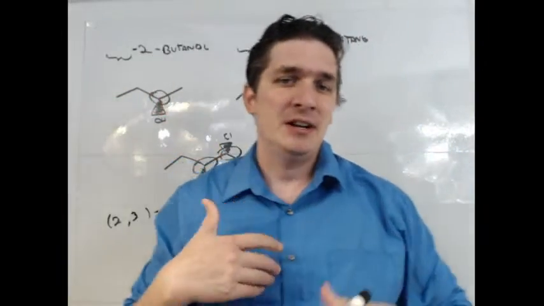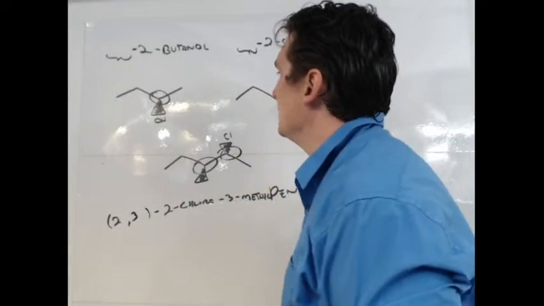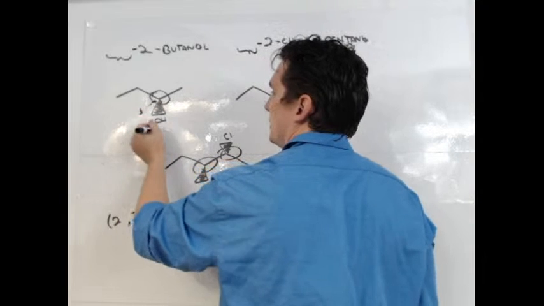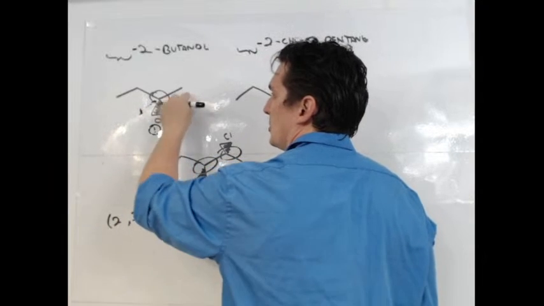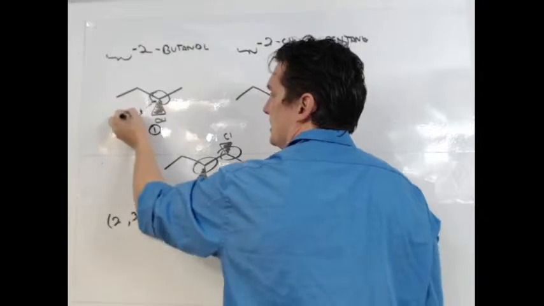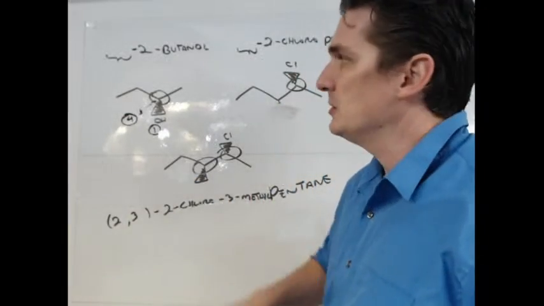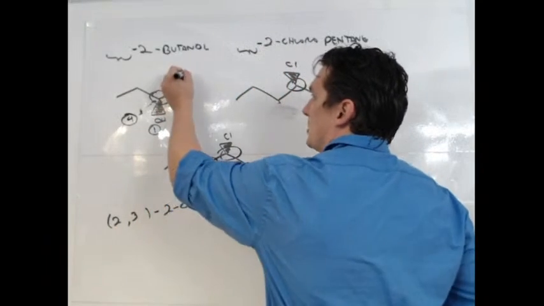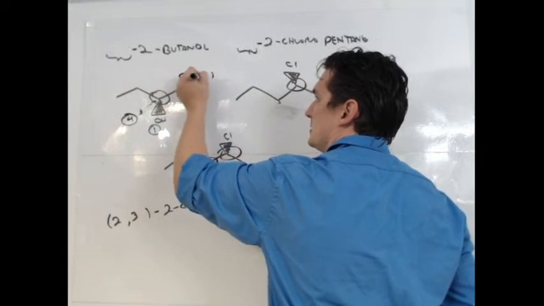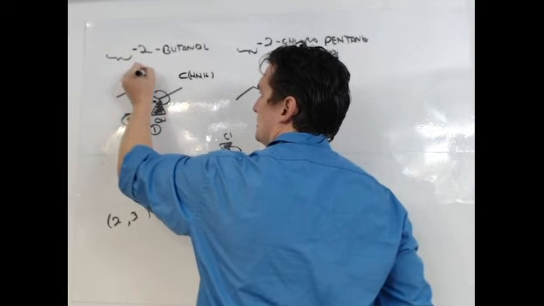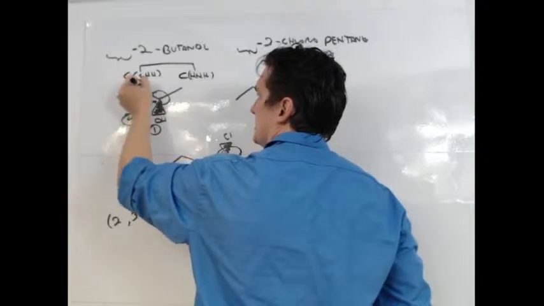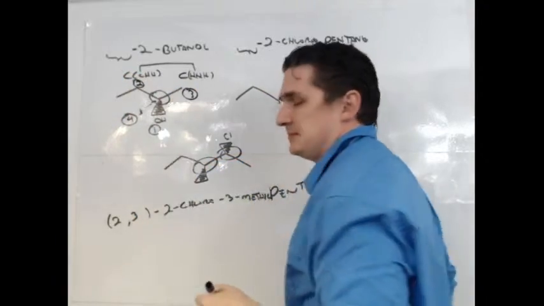Now, to figure out if something is R or S, we simply number the groups. For this one, OH has the highest atomic number, so it comes first. Hydrogen's the lowest atomic number, so it's the fourth priority. If we have two things with the same priority, we look at what's bound to them. This carbon has three hydrogens. This carbon has a carbon and two hydrogens. Since the first difference is carbon, this ends up being the second, and this ends up being the third.